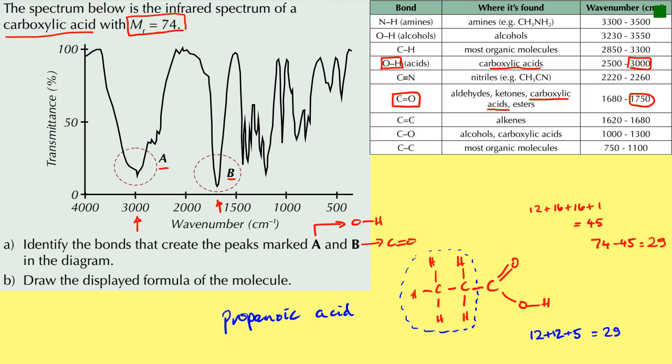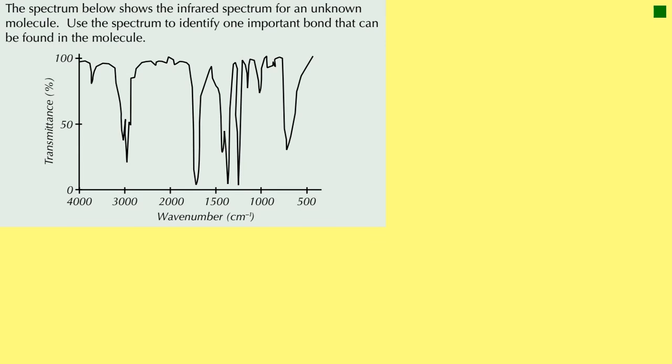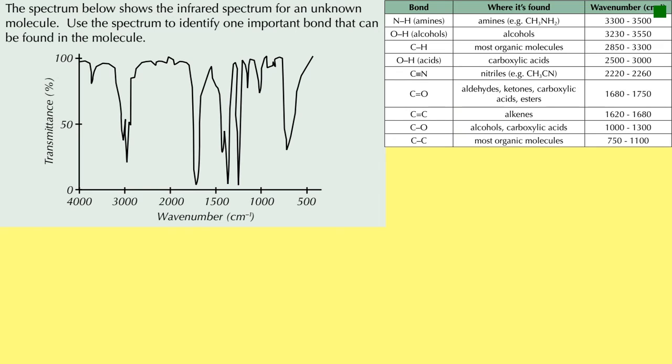So there's a typical question that you might get in the exam about infrared spectrometry. What we can do is try another quick one. Here's another exam question. So we've got another spectrum here, and this just shows you an unknown molecule. Use the spectrum to identify one important bond that can be found in the molecule. Okay, and we don't even have to refer to the table, but I think we can probably remember this is about 1700, and so we can remember from the first question that this will be a carbon-oxygen double bond in a carboxylic acid.